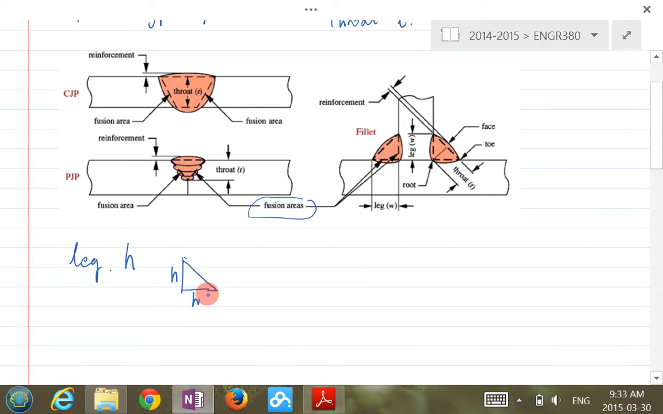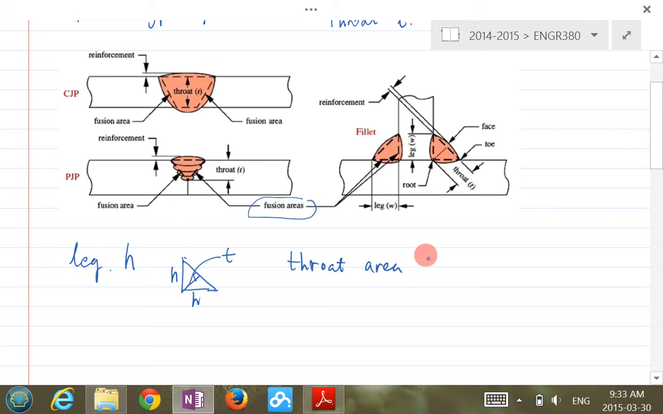Then the throat here is basically the vertical distance from here to the hypotenuse. So this is T. Typically this is an equal-sided right triangle, so it's 45 degrees. If you know H, then you'll be able to calculate this T. The T basically determines the so-called throat area.